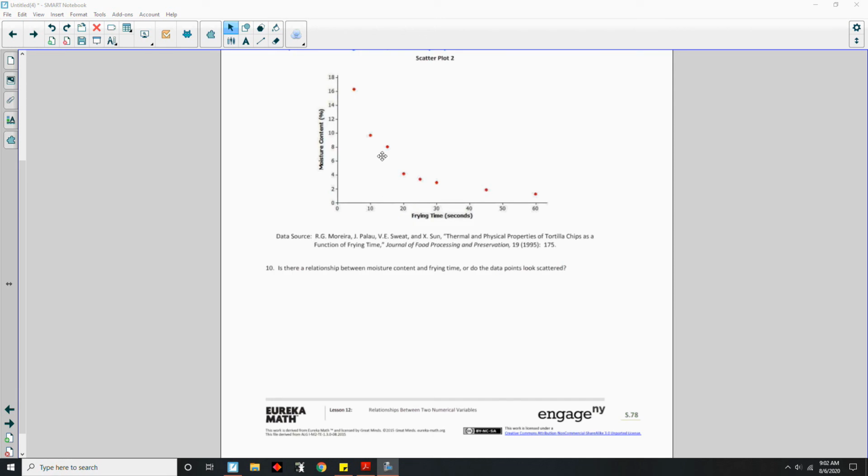Okay, question number 10 says, this is a new scatter plot, by the way. Now we're talking about frying time in seconds and moisture content in percent. Okay, so it says here data source, thermal and physical properties of tortilla chips as a function of frying time. So they're dropping tortilla chips into a deep fryer, and they're saying that the longer you leave them in the fryer, the less moisture there is in the chip. The drier the chip will be after they take it out of the oil. So it says, is there a relationship between moisture content and frying time? Or do the data points look scattered?